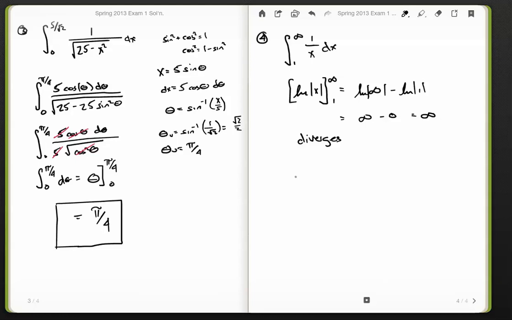Alternatively, you could rewrite this as the limit as b approaches infinity of the natural log of x from 1 to b, and that comes out to the same thing. That still comes out to infinity, which you wind up just sticking your infinity in for b anyway. So these two work out the same. So this thing diverges. Okay.